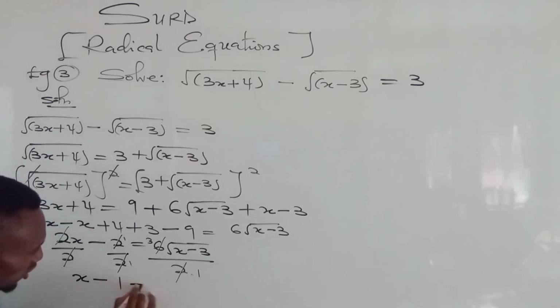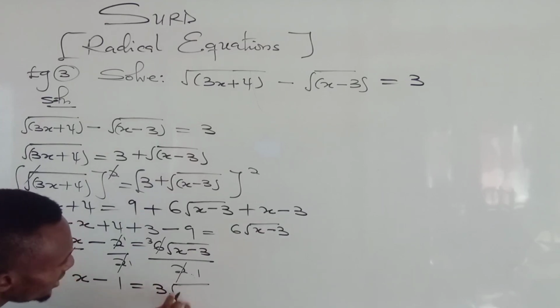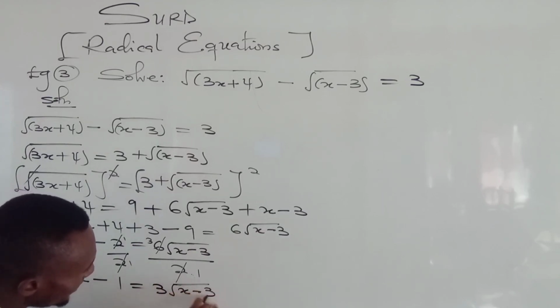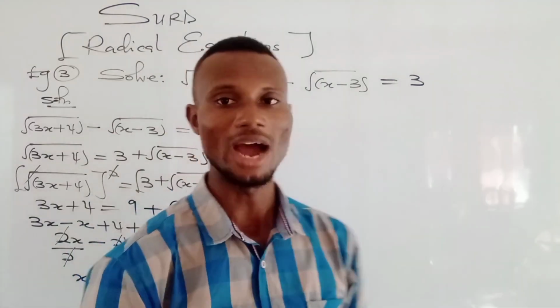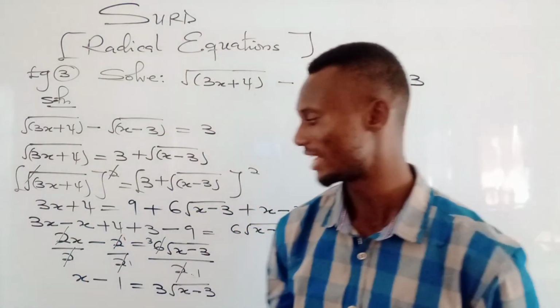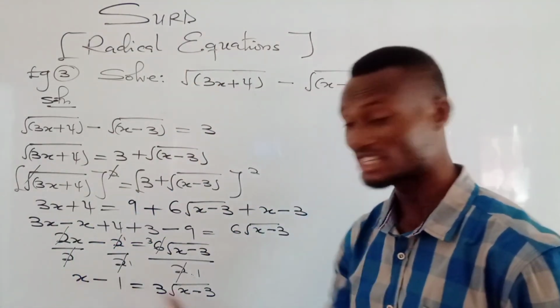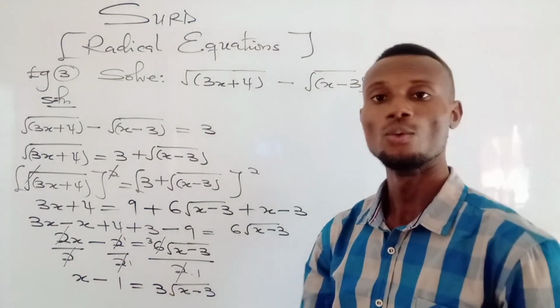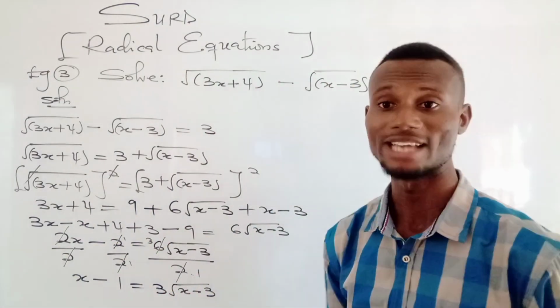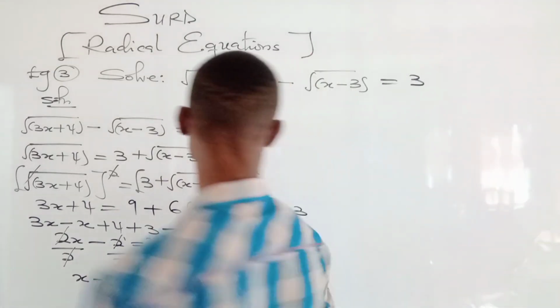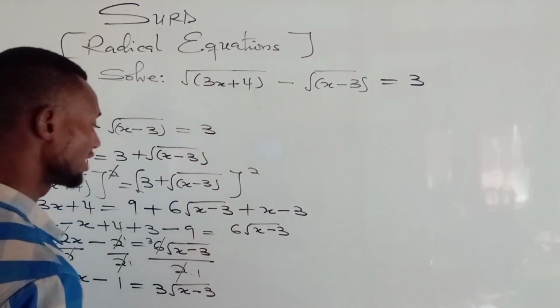Equals to what I have left here is 3 root s minus 3. I hope you understand and you agree up to this point. Now you can see that we've reduced the equation. So now we can square both sides of the equation to eliminate the square root sign from it. I'm going to continue from this side. So let's go ahead.